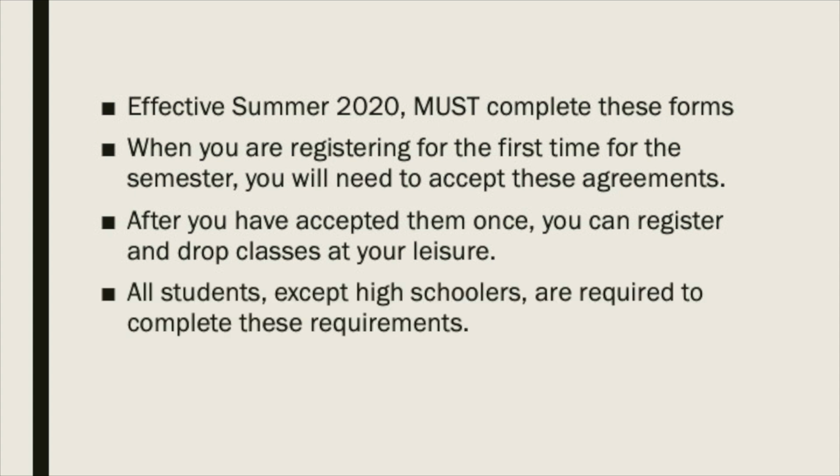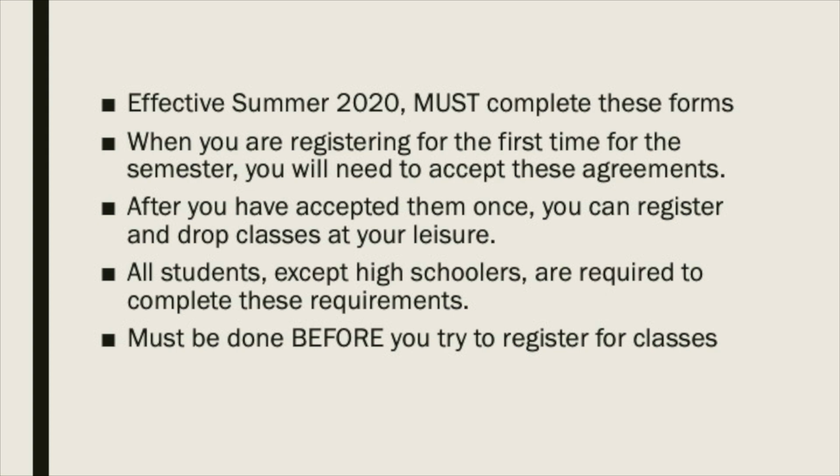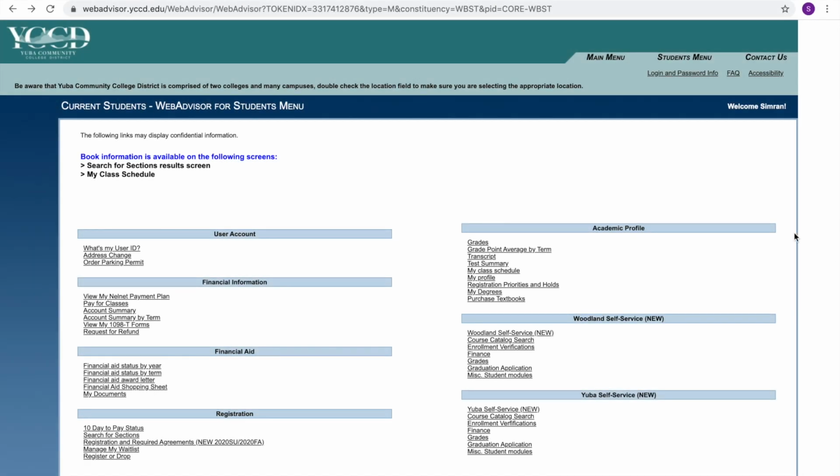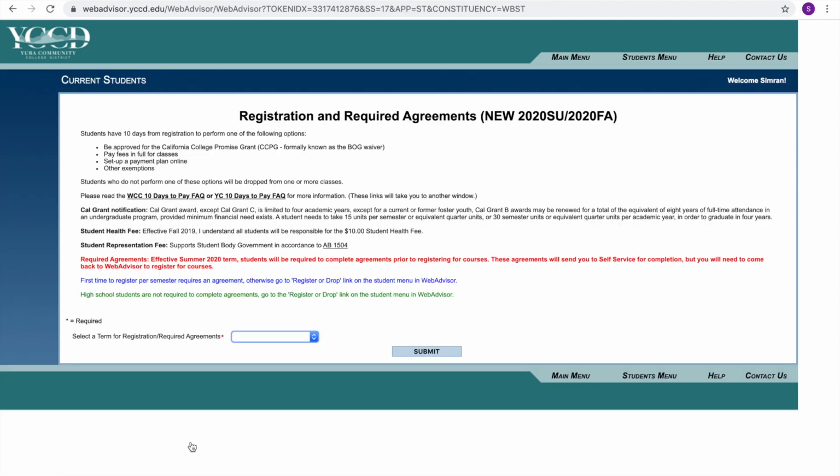All students, except high schoolers, are required to complete these requirements. Accepting these agreements is a simple process. Before you try to register for classes, start on the Students menu in WebAdvisor. Under Registration, select Registration and Required Agreements. Review the provided information and understand that after you accept them, you will need to follow them as well. In the drop box, select the term you are registering for, and then click Submit.